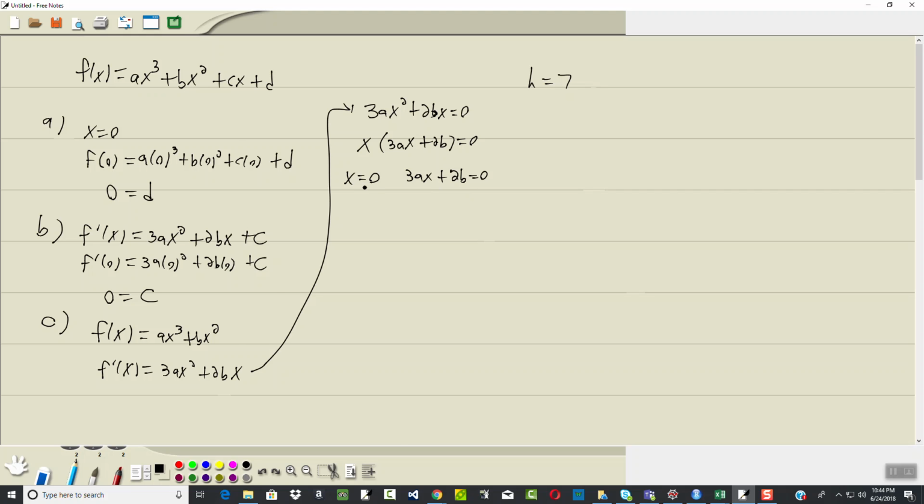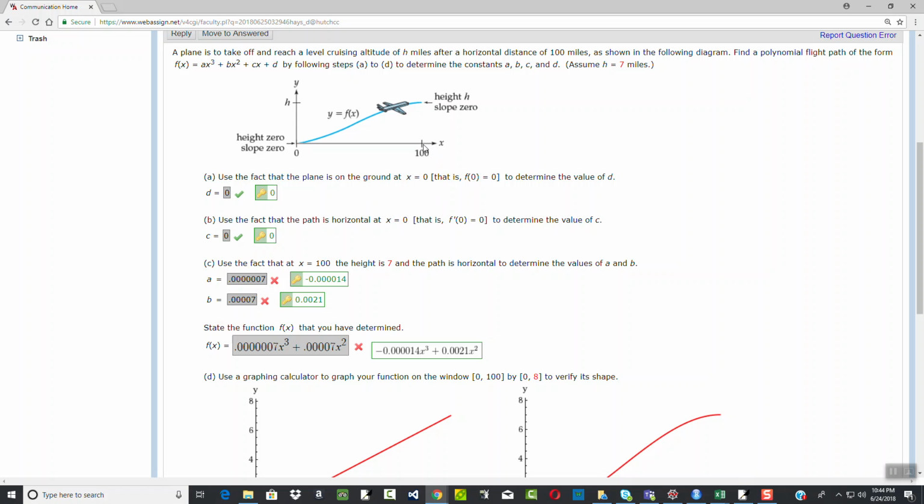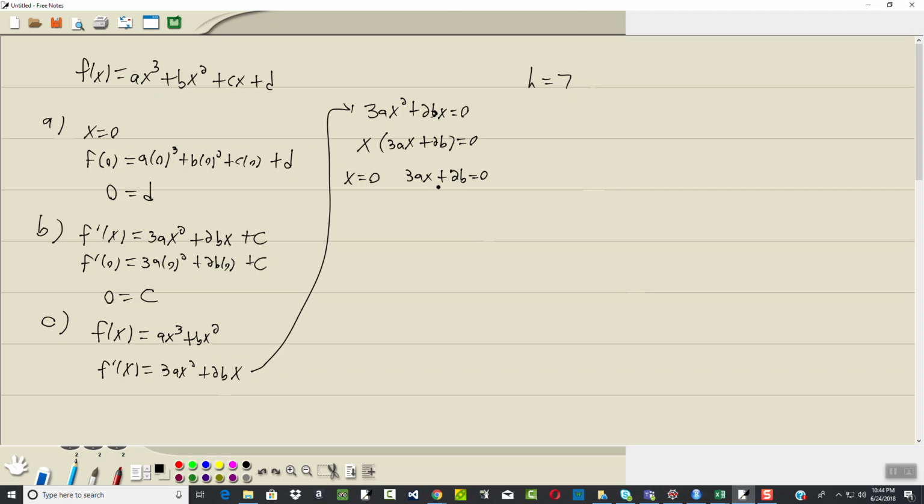x equals 0 doesn't make any sense. Well, does it? No, because x is 100. Okay, so that doesn't make any sense. For this one, take 2b over.